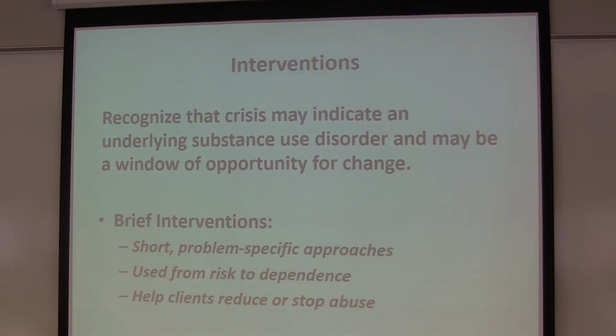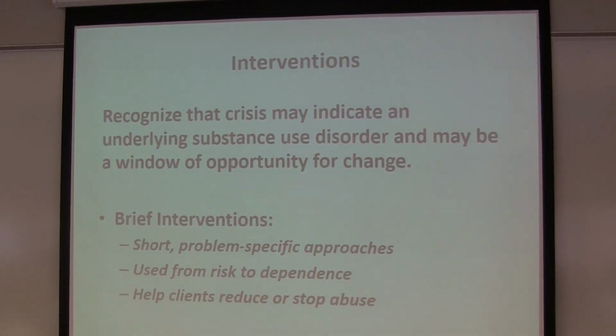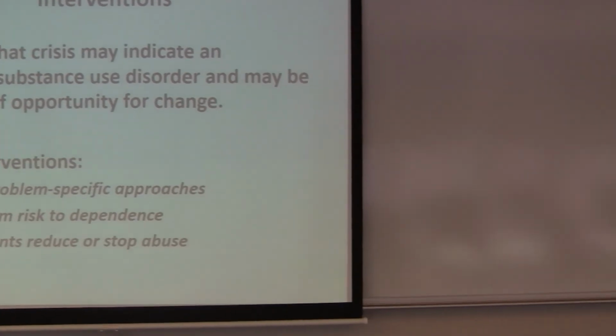Some of the interventions that have been developed recognize that a person who's abusing or has developed an addictive disorder, this is a type of crisis, and crisis in general can be an indicator that there's an underlying substance use disorder and can be a window of opportunity for the person to change some of these very unhealthy behaviors that could lead to fatal consequences. So there are some brief interventions that have been developed and have documented success, and they're short and problem-specific approaches.